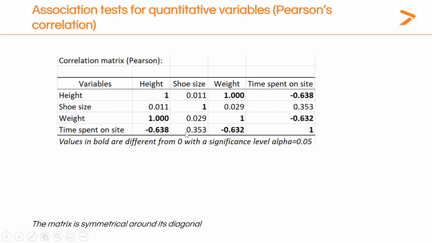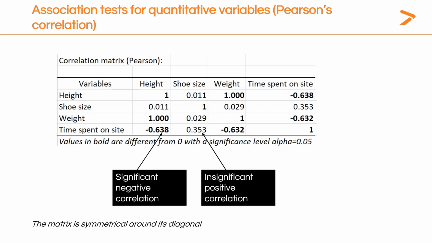Now, you can see that there are a few numbers that are displayed in bold. What does this mean? This is the result of the statistical test, which is behind. So when the correlation coefficient is displayed in bold, this means that the correlation coefficient is significantly different from 0. So this means that we reject the null hypothesis for this specific correlation coefficient. So for instance, if we take this coefficient, we have a significant negative correlation. So height increases when time spent on site decreases.